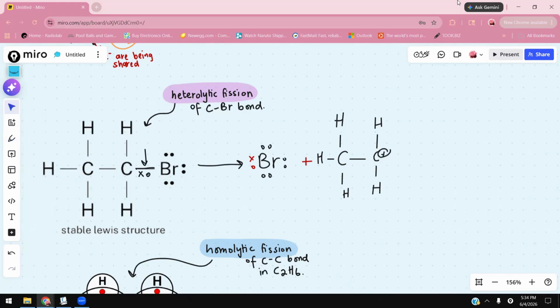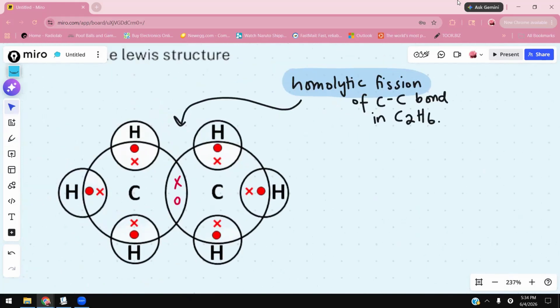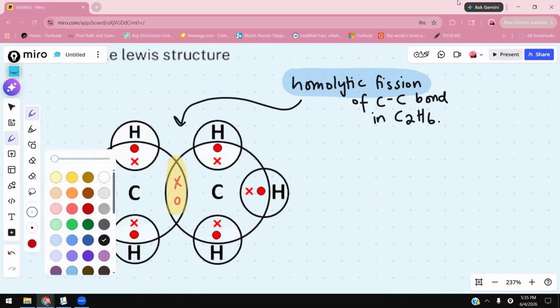Now let's move on to an example of homolytic fission, the carbon-to-carbon bond in C2H6. This is the bond that we're breaking. Let me highlight this. There we go. Again, same story. Two electrons are being shared here. So when this bond breaks, both electrons are going to be divided equally. So what are we going to have here?